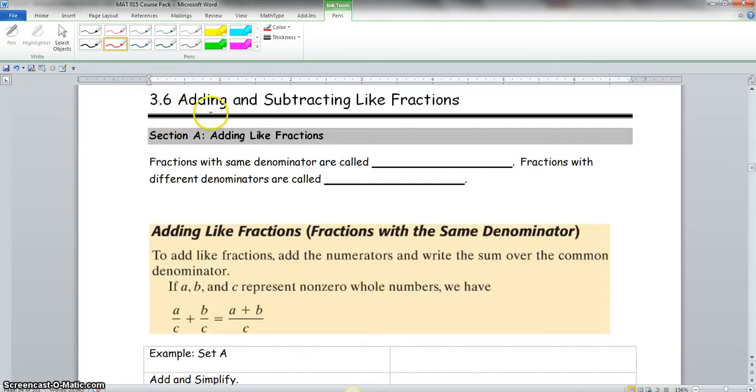Now we start at 3.6, adding and subtracting like fractions. Fractions with the same denominator are called like fractions. Fractions with different denominators are called unlike fractions.